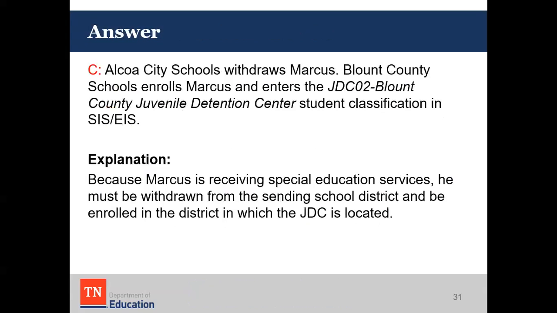The answer is C, Alcoa City Schools withdraws Marcus. Blount County Schools enrolls Marcus and enters the JDC02 Blount County Juvenile Detention Center student classification in SIS and EIS. Again, because Marcus is receiving special education services, he must be withdrawn from the sending school district and be enrolled in the district in which the JDC is located. So again, this example highlights the difference between the way that we will code general education students and the way that we will code special education students.